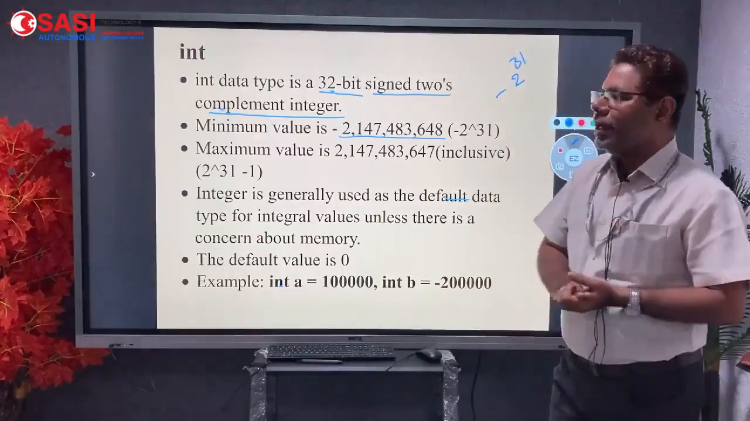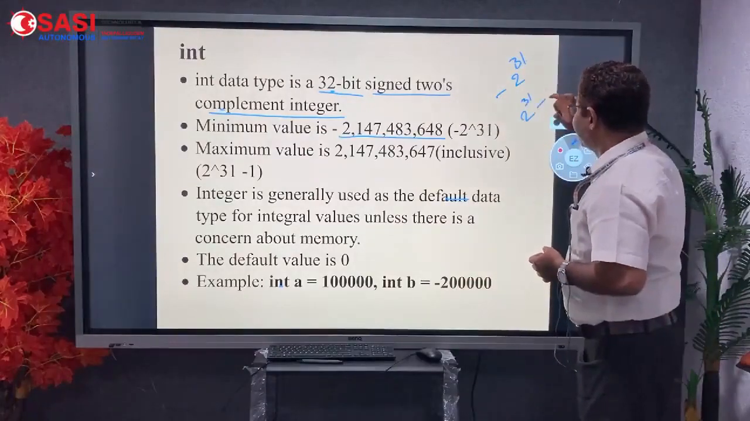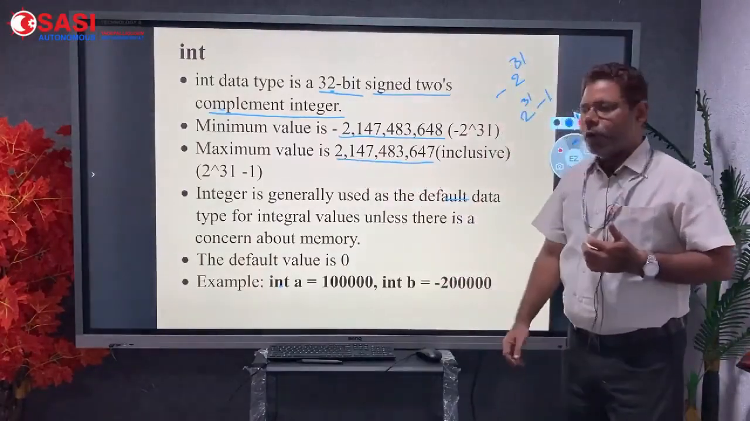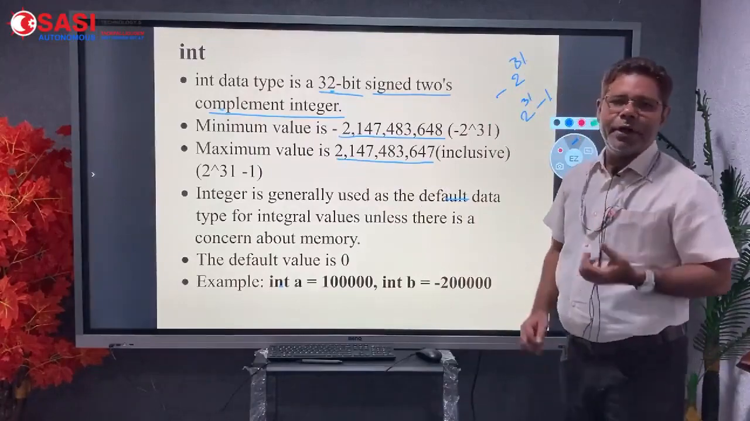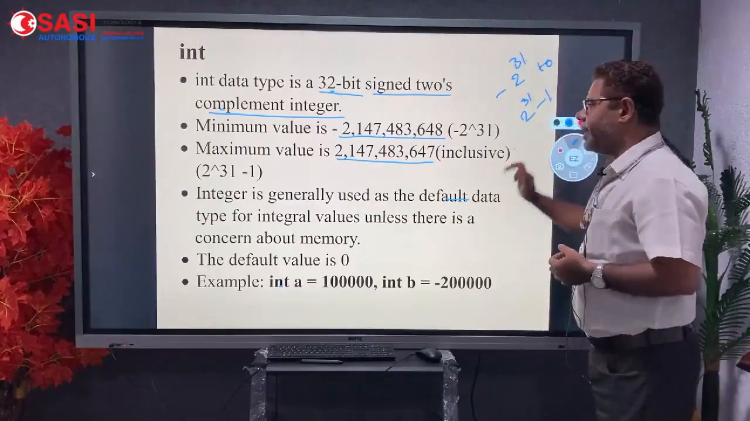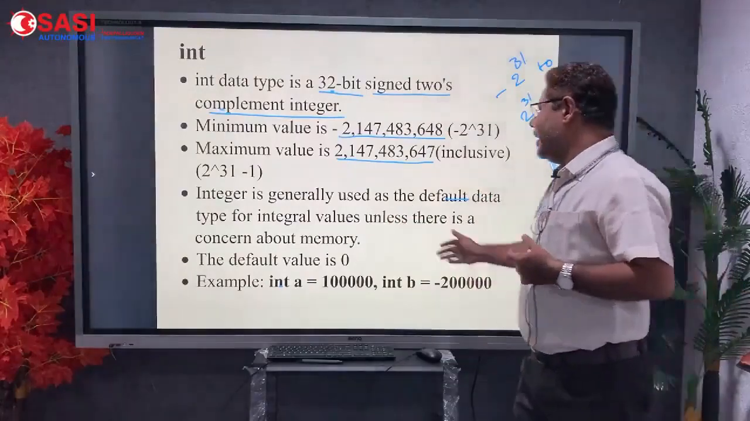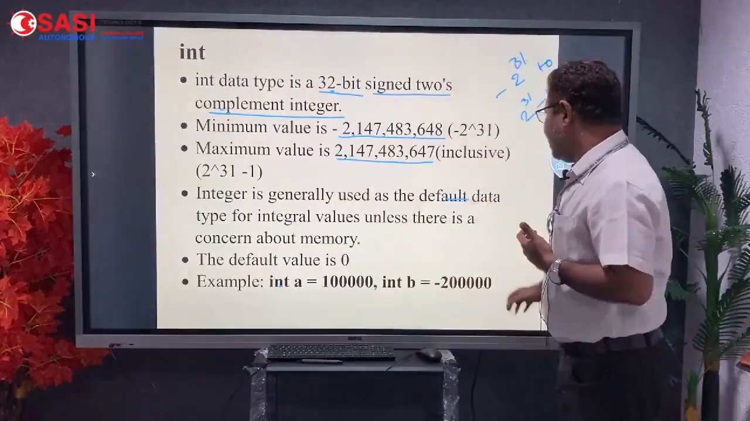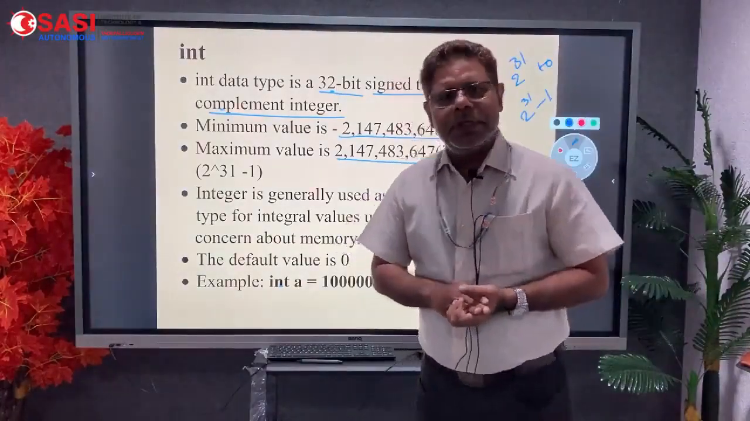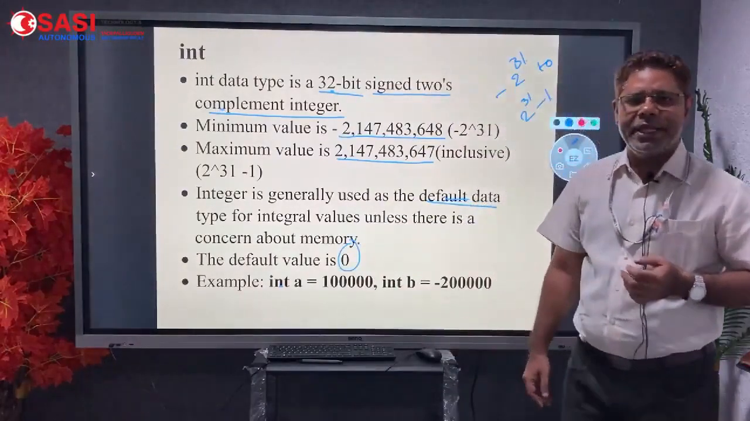Next, what is the maximum range of the int? The maximum range of the int is 2 power 31 minus 1. So the range of the int data type is minus 2 power 31 to 2 power 31 minus 1. Regularly we can use the integer data type as the default data type to store the integer values. The default value of the integer is 0.